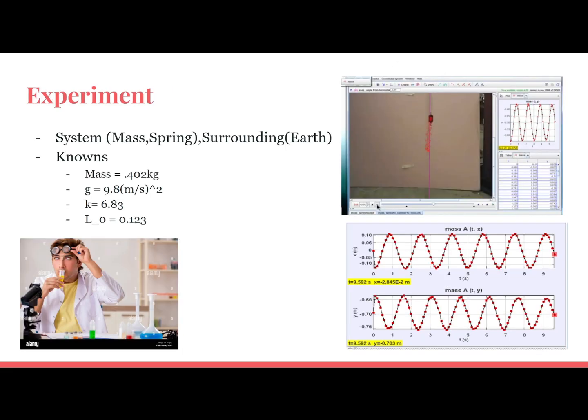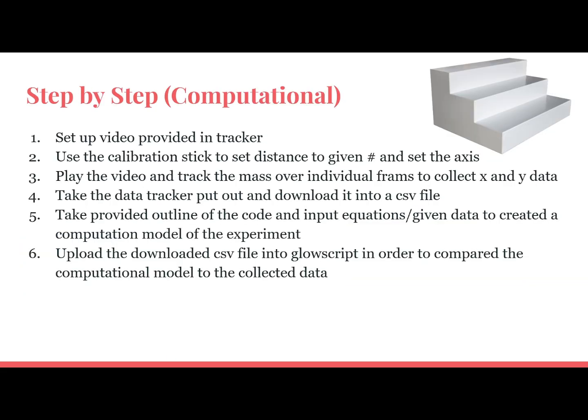For the actual experiment itself, a video was pre-provided to us, so that made everything a little bit easier. Like previously stated, the system is the mass and the spring, and the surroundings are, I guess, the Earth. Some of the knowns coming in were that the mass was 0.402 kilograms, gravity was 9.8 meters per second squared, the spring constant was 6.83, and L naught was originally 0.13, where the spring was relaxed at a specific length. Here is the data that our tracker put out, which is very similar to the one shown in the video.